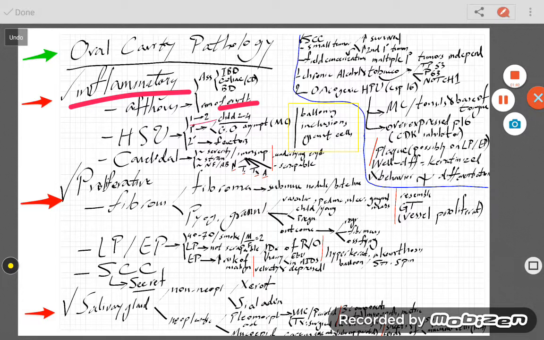Then we have finally the third category, which are the candidal associated infections. When it comes to candidal infection, we have to bear in mind a couple points. One is the severity or depth of the inflammation is associated with the severity of underlying immunosuppression. There are 4 types of immunosuppressive conditions that are most commonly associated with candidal infections, and they are neutropenia, chemotherapeutic treatment, transplantation, and HIV/AIDS.